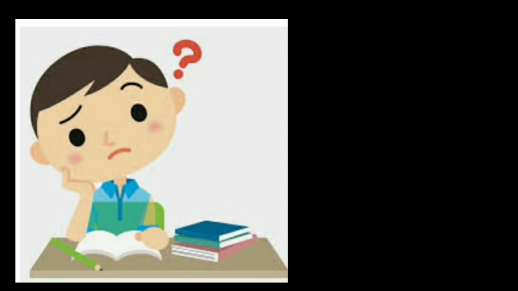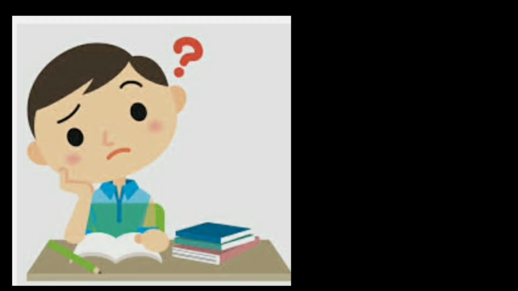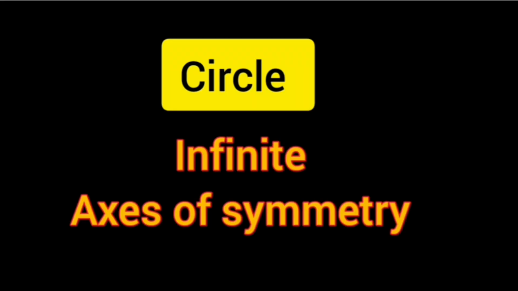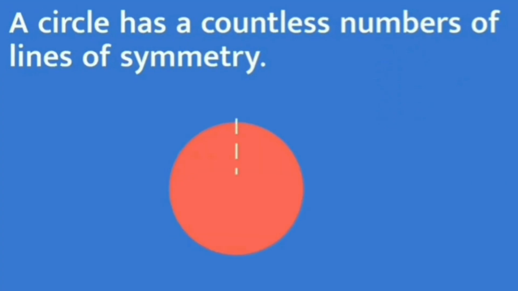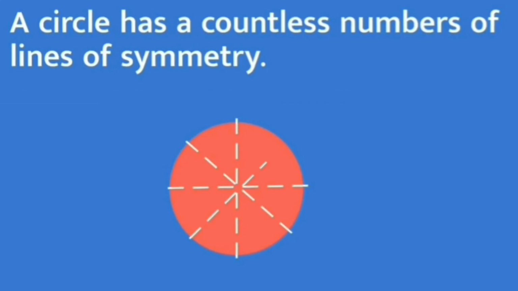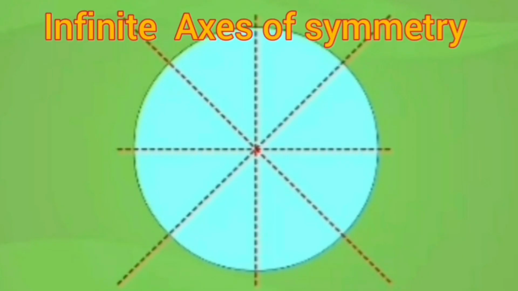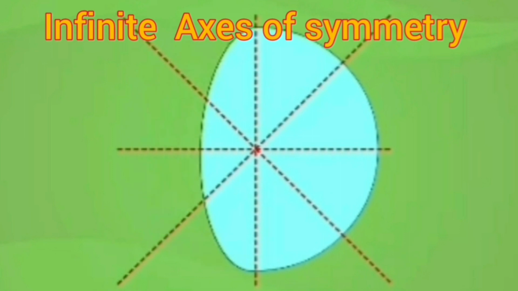Can you guess how many lines of symmetry a circle has? A circle has infinite axes of symmetry. No matter how we draw the line passing through the center, the two parts formed will always fold perfectly along that line.